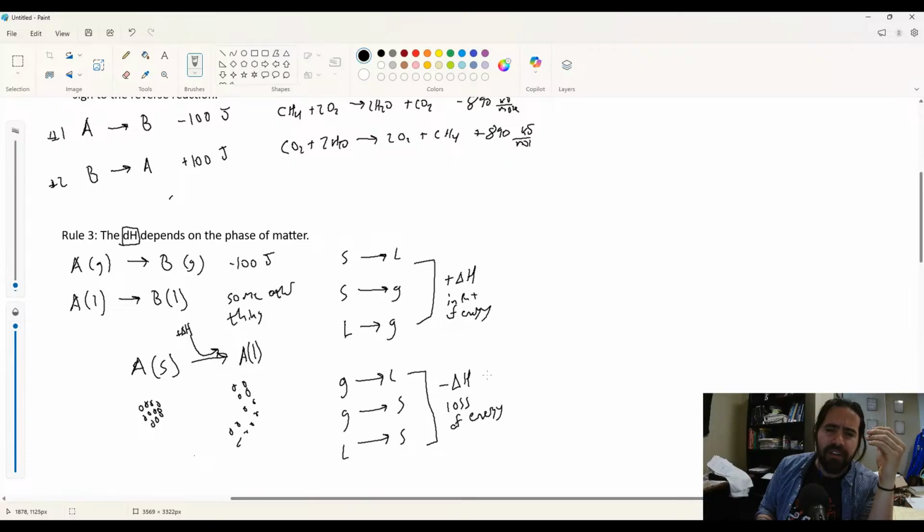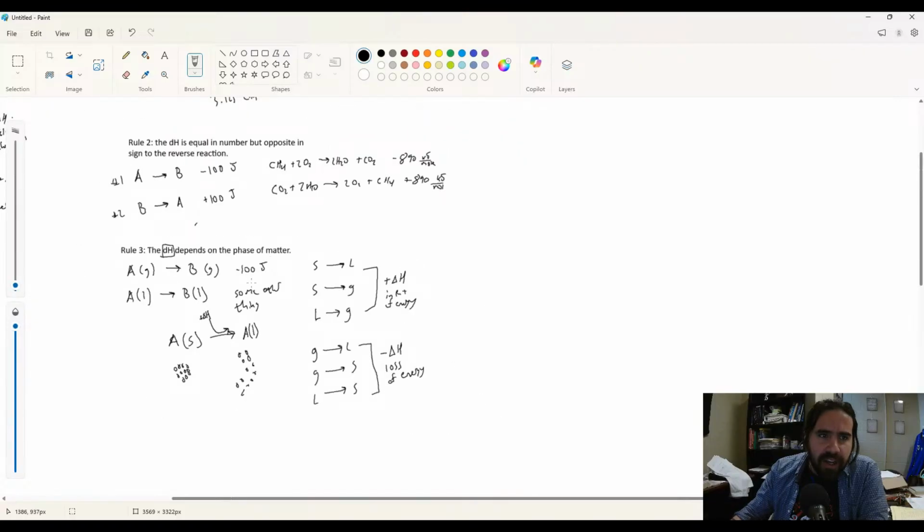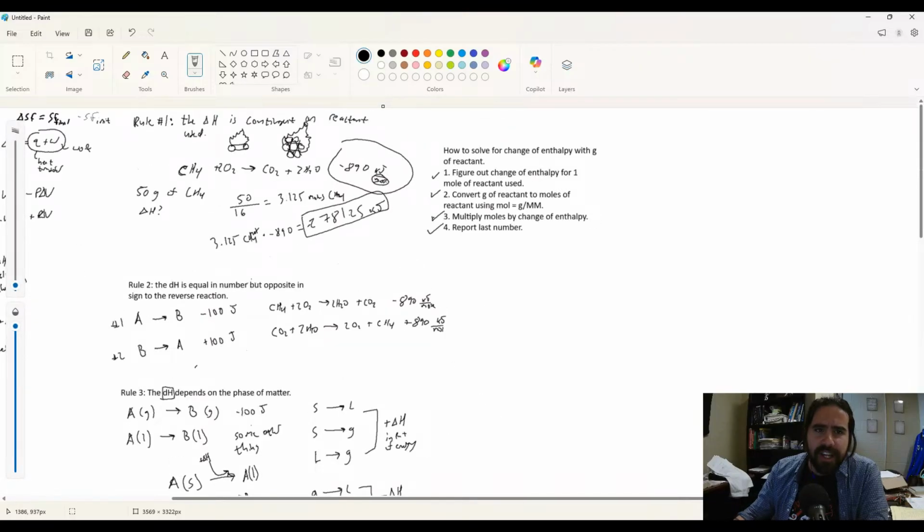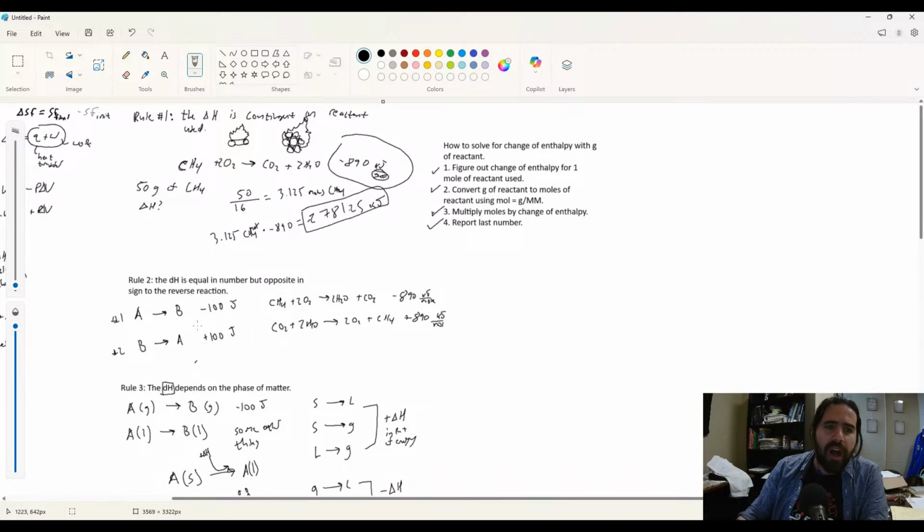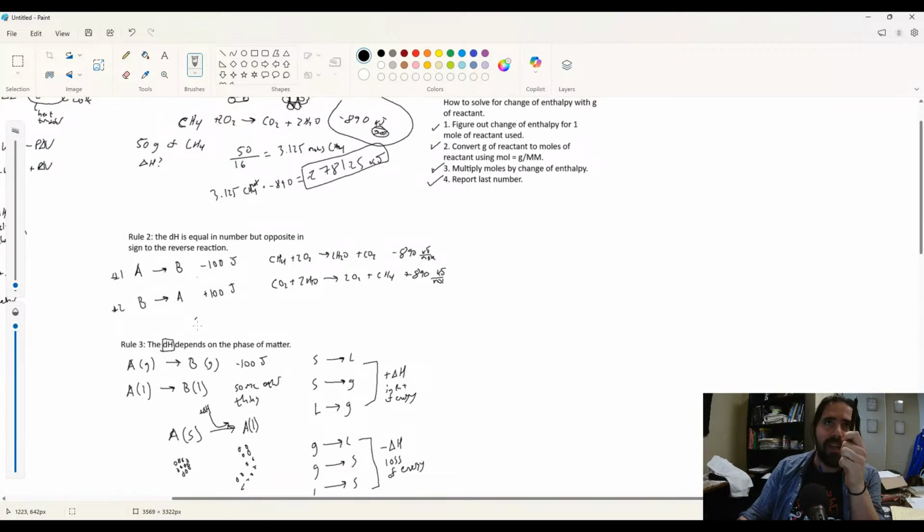Okay, it's a little counterintuitive at first, but if you just think about what's happening to the molecules in a given phase of matter, then that explains it a little bit better. Okay, so those are the three big rules that I wanted you guys to pick up. The first one, delta H is contingent on the reactant used. We did a little protocol to relate grams of a reactant to overall change in enthalpy. Rule number 2, the change of enthalpy is equal in number, but opposite in sign of the reverse reaction. So if I go from A to B and that releases energy, then going from B to A has to absorb energy in the same degree.